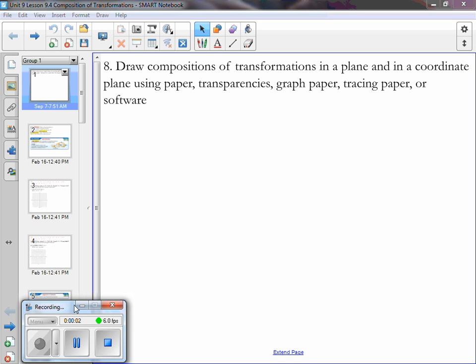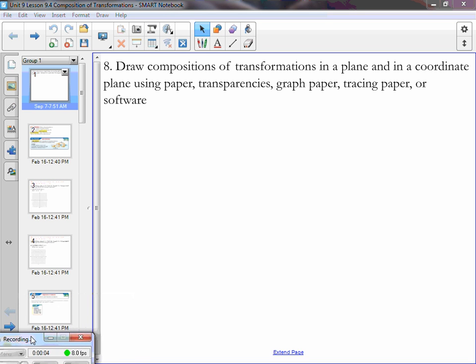On page 641, we're going to talk about compositions of transformations. Composition just means that we're going to do more than one transformation to our preimage. Okay? So we're going to draw compositions of transformations and then the usual, in a plane and in a coordinate plane.